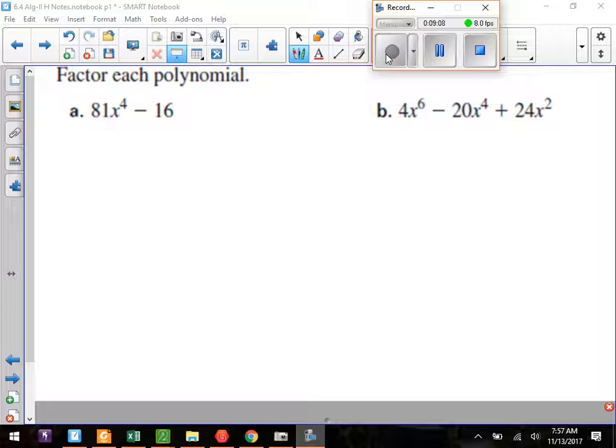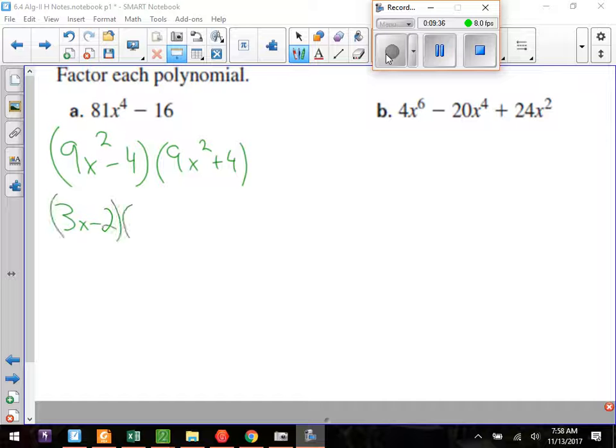Is 81x to the 4th a perfect square? Is 16 a perfect square? Is that a subtraction symbol? All right, so that's a difference of squares. Oh, wait a second. 9x squared, is that a perfect square? Is 4 a perfect square? Is that a subtraction symbol? Oh my god, why does this keep happening? Now, why can't I factor 9x squared plus 4 any further? This is the plus sign. There you go. Okay.